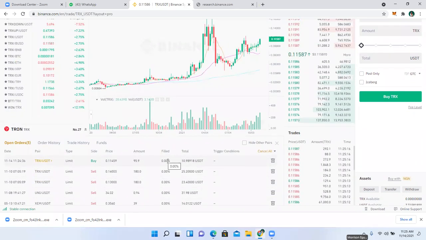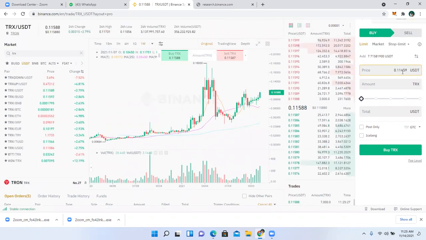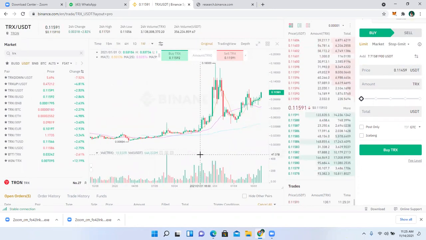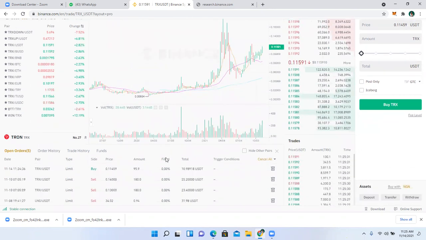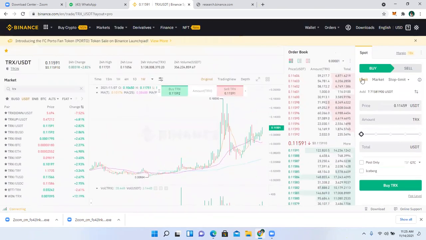So whether I am online or not online, as long as I've set the buy order, I can go and sleep. If it happens tonight, fine. If it happens in the next 2 weeks, fine. If it happens in the next 3 years, fine. But anytime the market reaches 0.11459, my order will automatically be picked for my buy, and when I come back, I'll see that I have 95.9 Tron in my wallet, right? So that is what this limit is for.